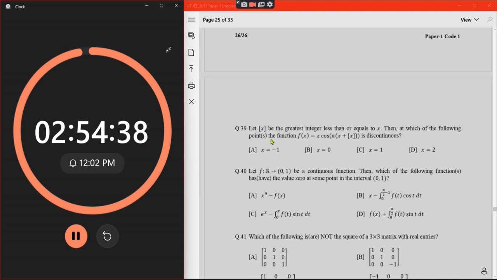Next question, 38 done. Let this be the floor function, less than or equal to x. Then at which of the following points is this function discontinuous? Okay, x cosine of pi x plus floor function x. Think about it. When will it be discontinuous? It's like the derivative inside it. But this has x plus some kind of constant, right? So in a particular region it's just this, or it will have a negative sign, and that sign thing should not be zero of course. So pi will remain, that should not be an integer.